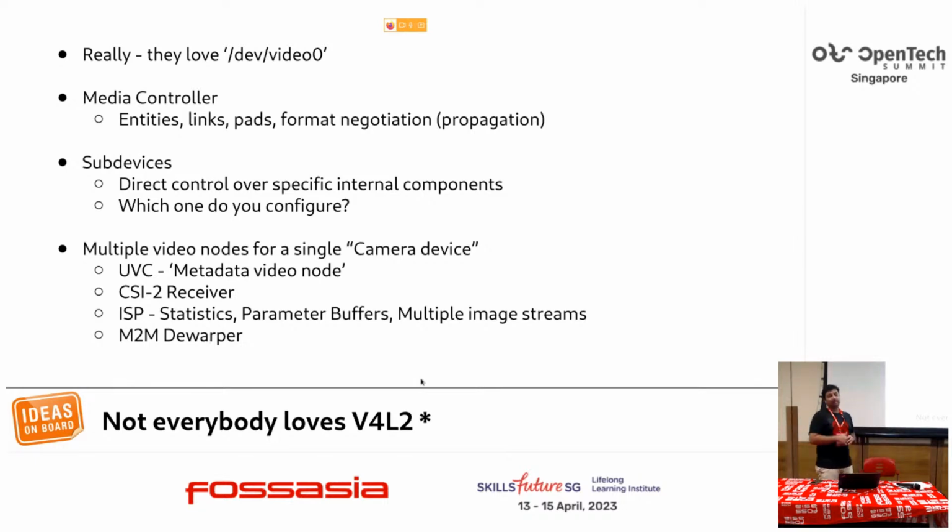Multiple nodes for a single camera device. The application developer only needs to care about that: this is a camera, this is how I configure it. So in the absence of libcamera, he or she has to deal with multiple video nodes. For example, the metadata video node, the CSI2 receiver. The ISP itself has multiple nodes, the M2M dewarper.